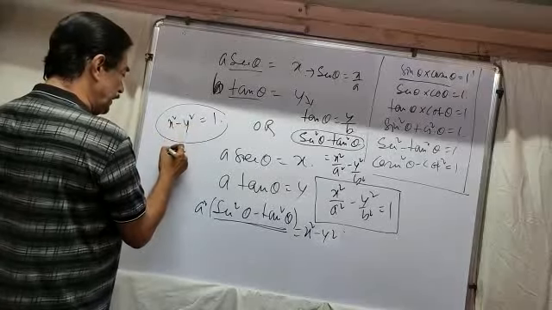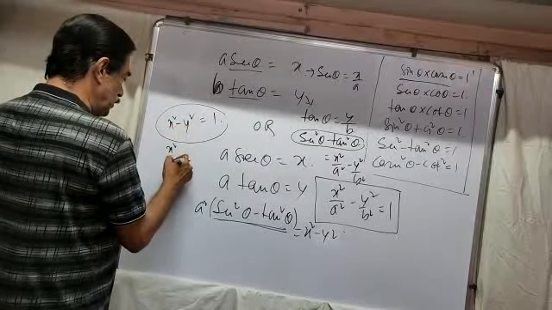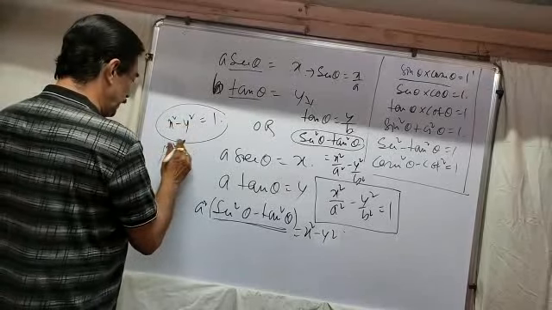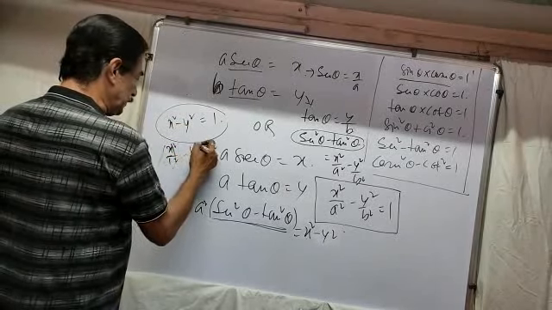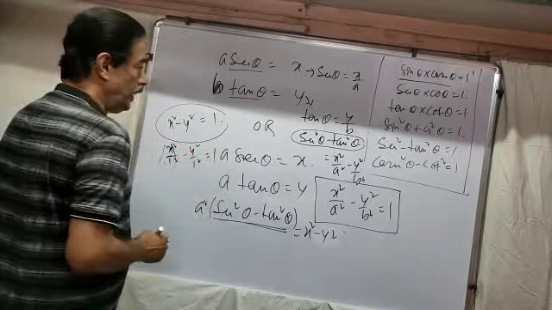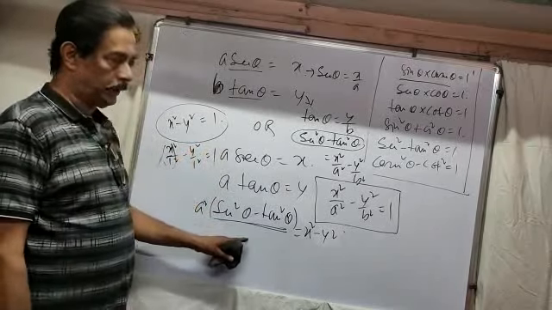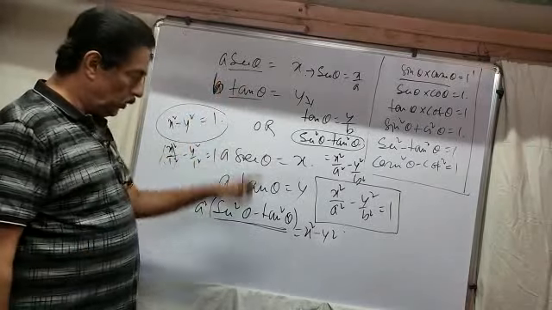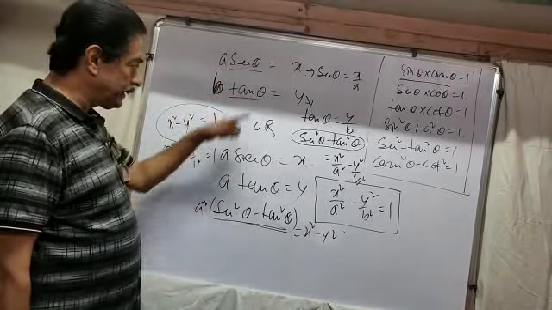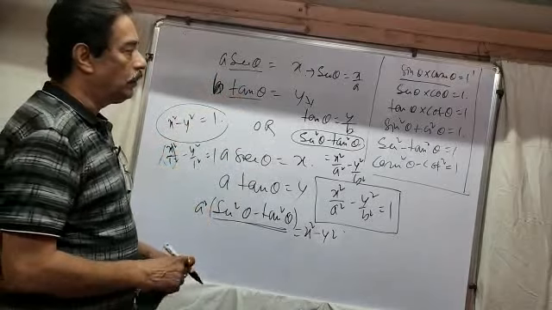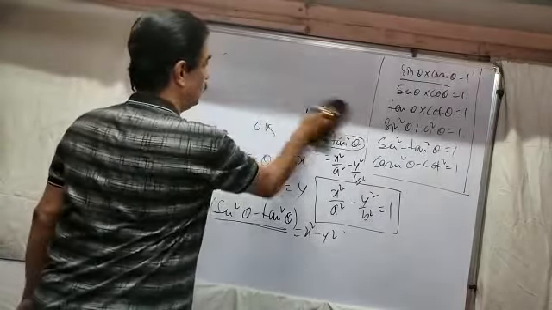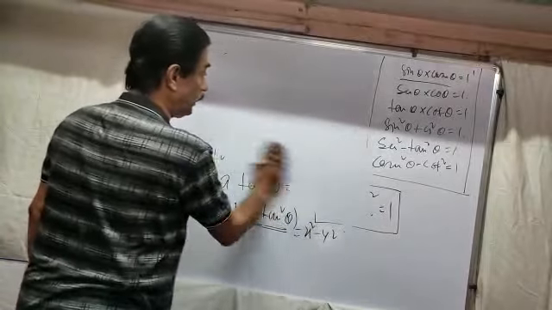x square minus y square, you can write in this way: x square by 1 whole square, or x square by 1 square minus y square by 1 square equal to 1. That is the elimination equation. Their question is, what is the elimination equation, or which curve is represented by this equation. Now they are giving the next step question. The most important part, elimination formula.